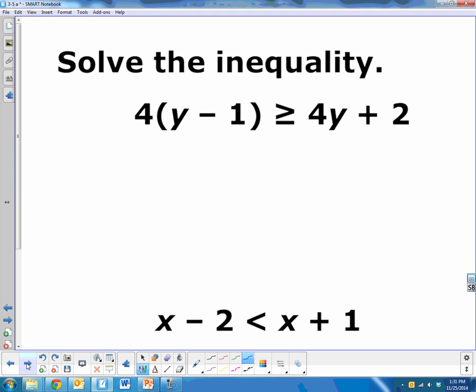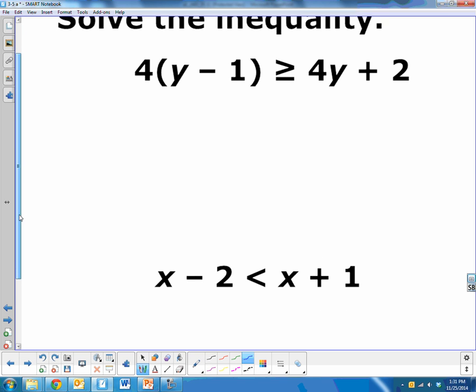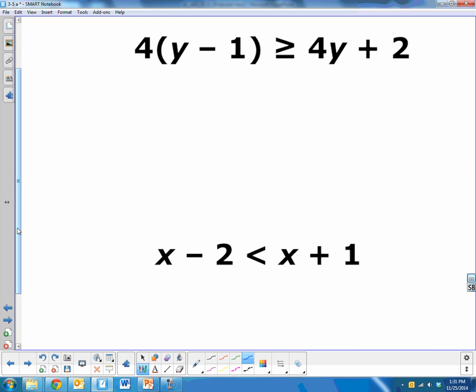You've got 2 more here. Give these 2 a try. I assume that you paused it. If you haven't already, pause it. Try these 2. Do it on your own first, then watch what I do and see if you get a similar answer. Okay, I'm going to distribute through the parentheses. Again, if you tried dividing by 4, you could have done it, but they don't quite work out as well as they could, and so we're going to go ahead and distribute through the parentheses. 4y minus 4 greater than or equal to 4y plus 2.